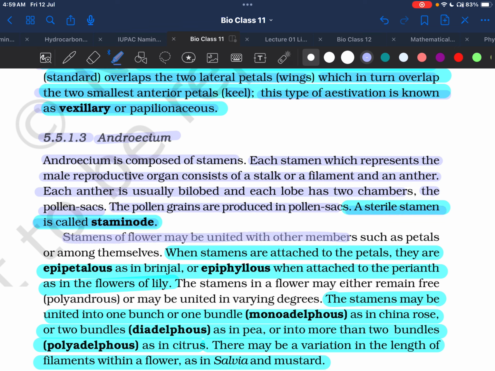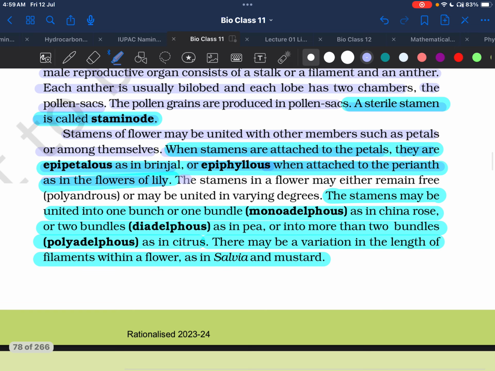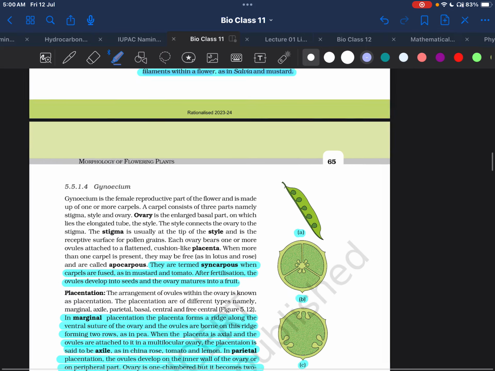Stamens of a flower may be united with other members such as petals or among themselves. When stamens are attached to the petals, they are epipetalous, as in brinjal, or epiphyllous when attached to the perianth, as in the flowers of lily. The stamens in a flower may either remain free (polyandrous) or may be united in varying degrees. The stamens may be united into one bunch or one bundle (monadelphous) as in China rose, or two bundles (diadelphous) as in pea, or into more than two bundles (polyadelphous) as in citrus. There may be a variation in the length of filaments within a flower, as in salvia and mustard.